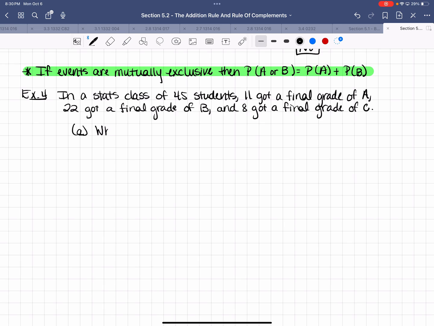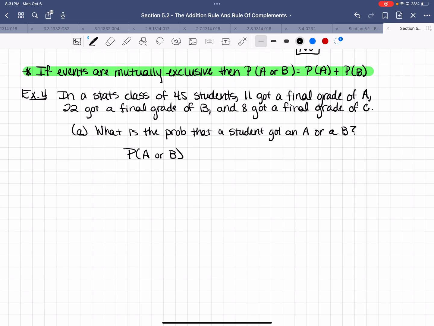What is the probability that a student got an A or a B? So, the probability of A or B.